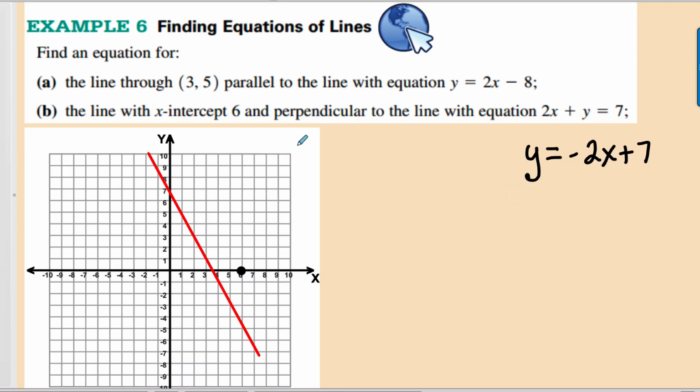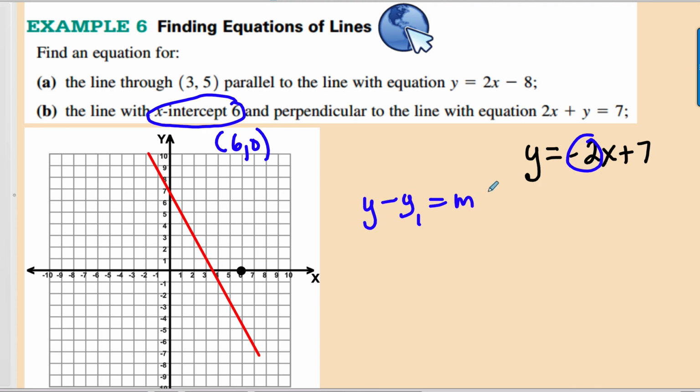Let's talk about finding a perpendicular line, okay? And here's my line that it's perpendicular to. I went ahead and put it in slope-intercept form so I could see the slope. And I know I'm working with an x-intercept of 6, which means I have a point 6, 0. All right, so remember that the point-slope form looks like this. And we're going to substitute our values in. So this will be y minus 0 is equal to, now remember, we don't want a slope that's equal, we want an opposite reciprocal, which will be 1/2, and then this will be x minus 6.